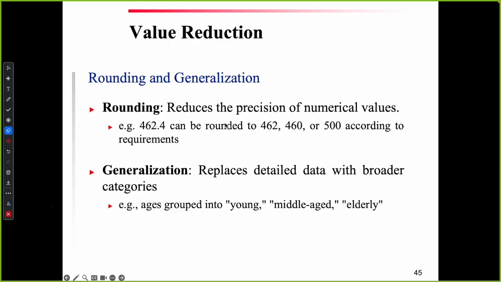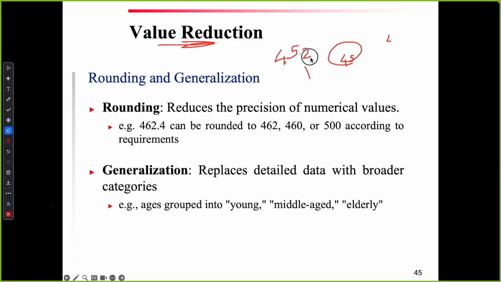And then we have other methods, for example, rounding and generalization. So rounding is, for example, if you have 462.4, you can round this to 462. How can this reduce your data? Easy, because you may have, let's say, 45.2, 45.1, 45.3, so you put all of them as 45. In this case, instead of 3 distinct values, you only have 1 value. And this is how you're reducing values. So this is value reduction.